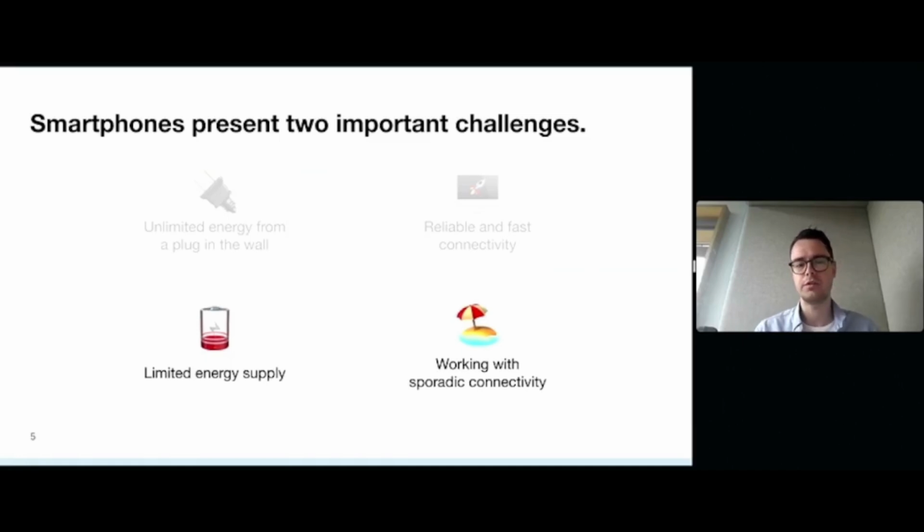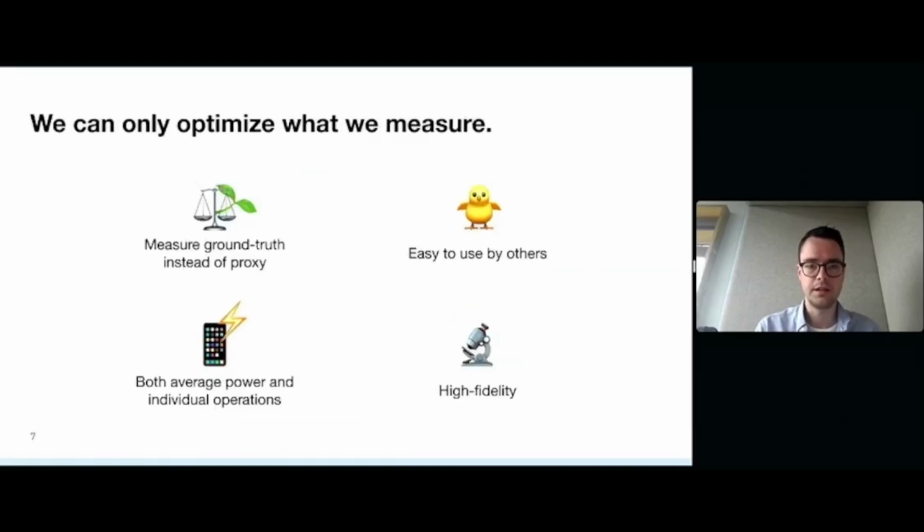And we have two important challenges when we talk about smartphones. One is that we have the limited energy supply, and the other one is that we have to work with sporadic connectivity. And for today, we're going to focus on the energy supply. And I really believe that we can only optimize and improve things that we measure. So this talk is also going to be about measuring energy consumption.